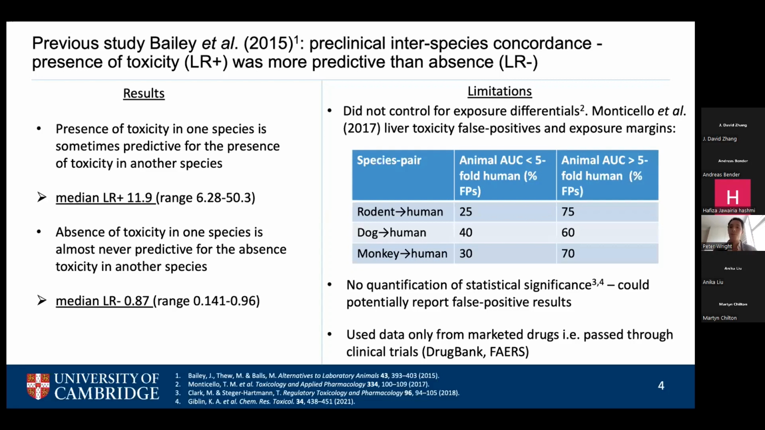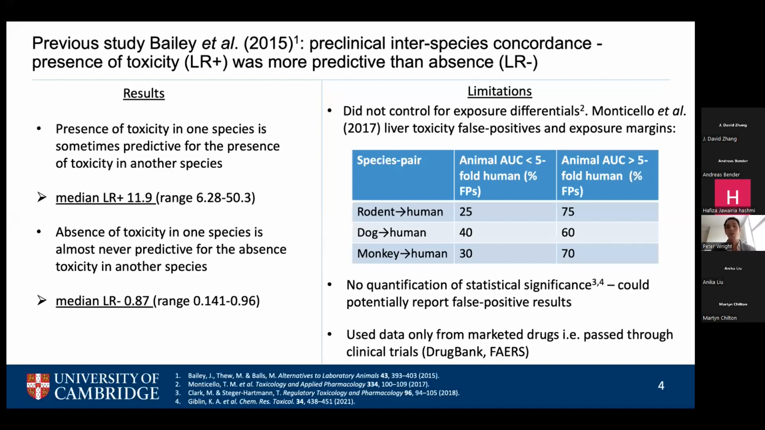However, there were several methodological limitations of their study, which I wanted to touch on as they're important for the current work. Firstly, in their study, they didn't control for exposure differentials. So for example, they could compare rat liver toxicity and dog liver toxicity after very different compound exposures. So the difference in toxicity could be due to compound exposure differences and not more related to a species difference in biology or ADME properties.